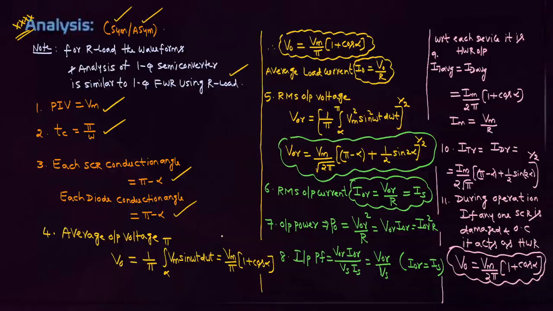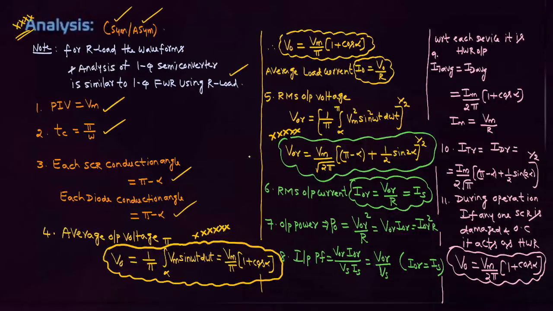Average output voltage, friends, is Vm by pi into 1 plus cos alpha, important. In a semi-converter, for any load, mainly R load, RL load, RLE load, the output voltage formula is the same, that is Vm by pi into 1 plus cos alpha. Then what is the RMS output voltage? Similar to full wave rectifier with R load, that is Vm by root 2 pi into (pi minus alpha plus 1 by 2 sin 2 alpha) whole to the power of 1 by 2.